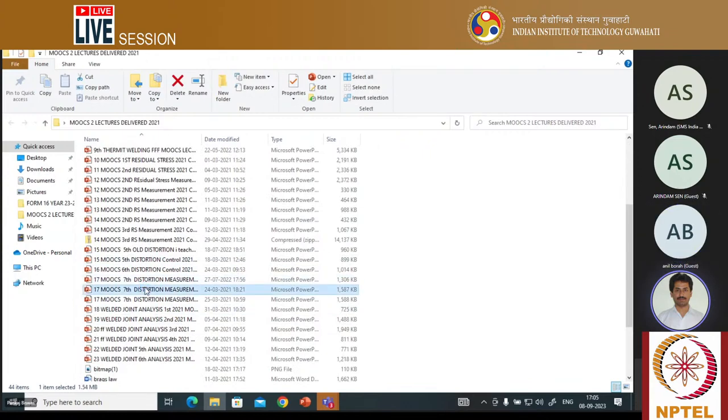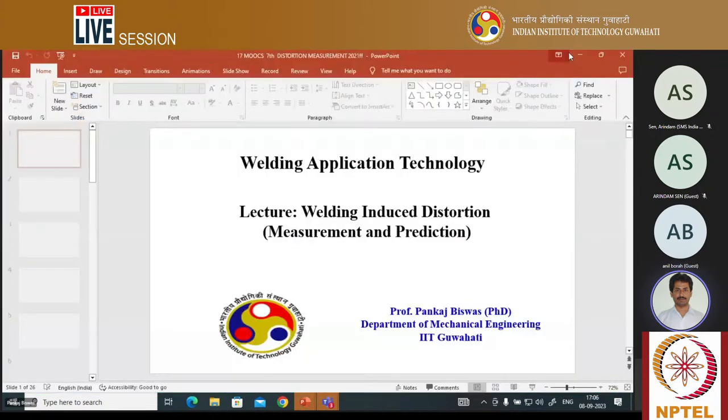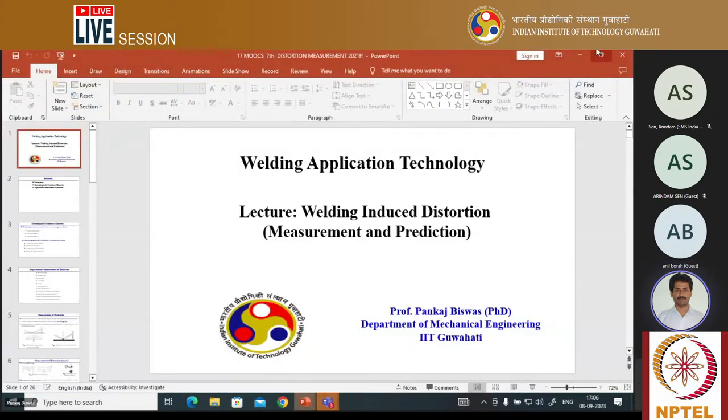Here you can see in lecture number 17 itself, I'm showing that the distortion is categorized into 5-6 different categories. I told you that there can be longitudinal shrinkage, another category is transverse shrinkage, and there can be angular distortion. I'm showing it a little bit here, then it will be more clear to you.